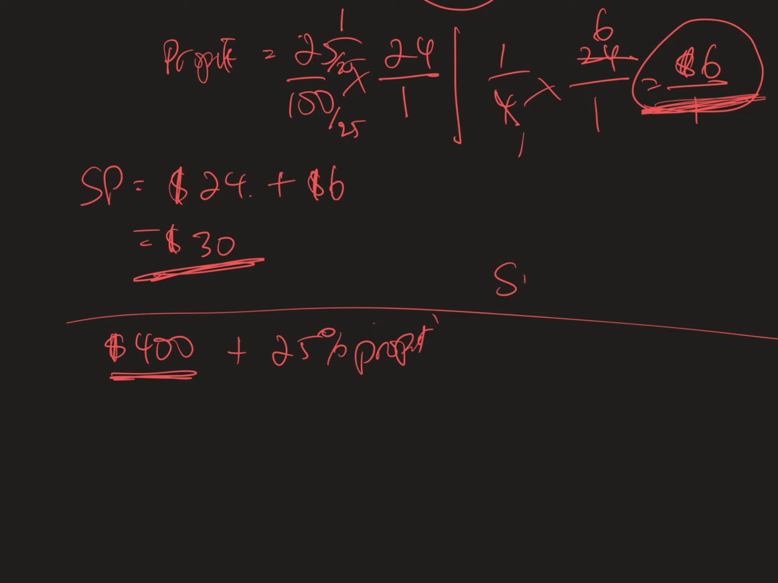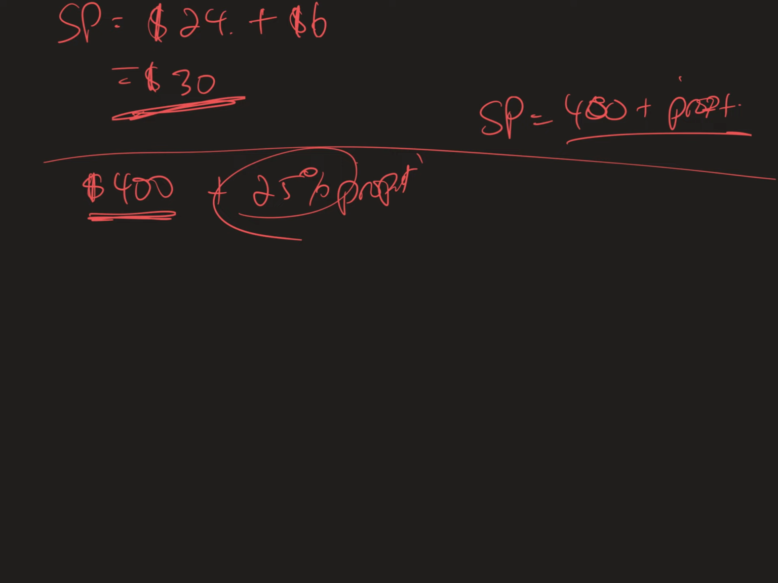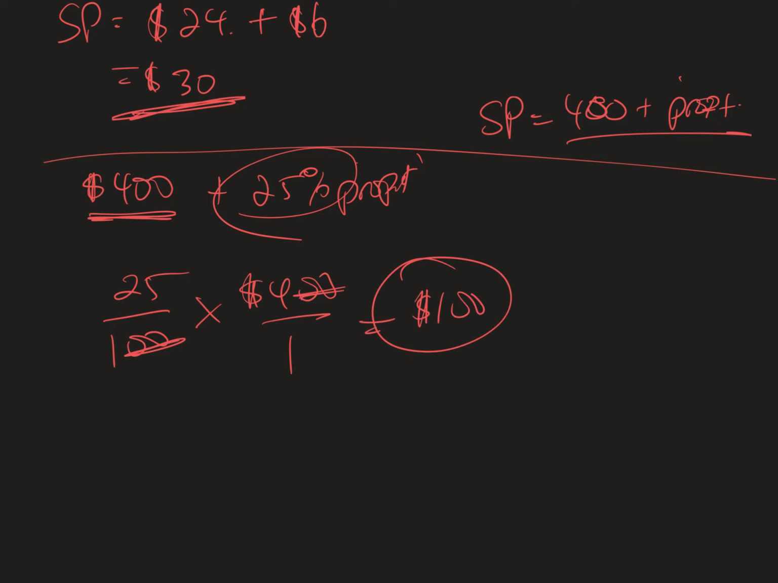The selling price would be the $400 plus the profit, which we have to calculate. So remember what I said earlier, if we see 25%, it just means 25 over 100, or for every 100, you will basically make $25. So let me show you 2 ways to do this question. 25 over 100 multiplied by $400 over 1. We can't cross out these zeros. 25 by 4 is 100. So therefore, $100 will be profit.